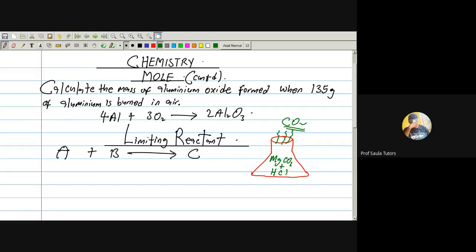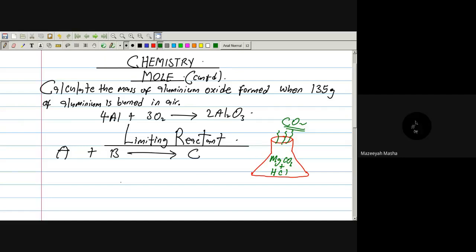Now, it will get to a point whereby you won't observe any effervescence again. That is, no gas will be evolved again. At that point, something has happened. What happened? One of these reactants has been used up. Because for a reaction to occur, we must have at least two reactants that are reacting together. So if one gets used up, no reaction will occur again. Now, that reactant that has been used up, we call it the limiting reactant.